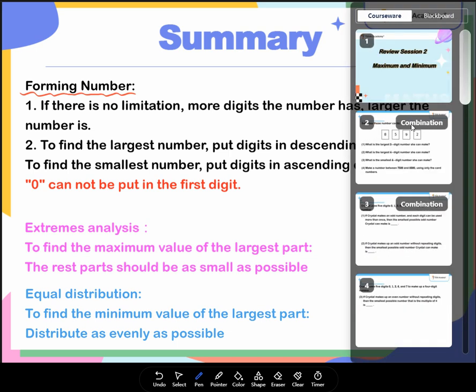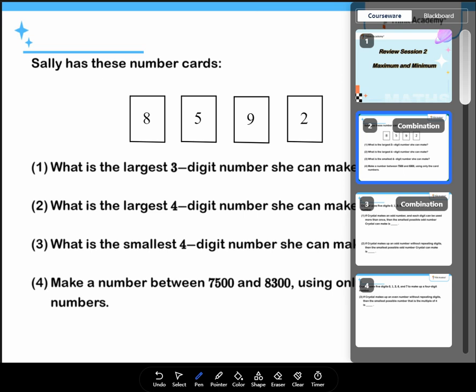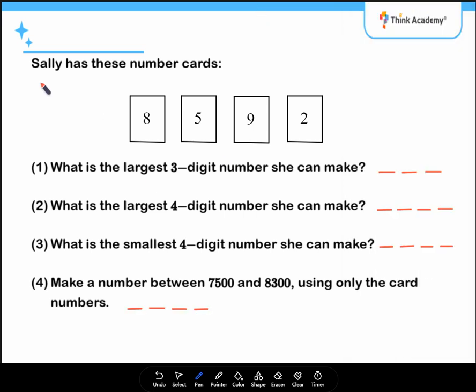Let's take a look at what's given here. For example, Sally has these number cards, 8, 5, 9, and 2. Four number cards. And what is the largest 3-digit number she can make? So basically, this is an example, right? Let's take this as an example.